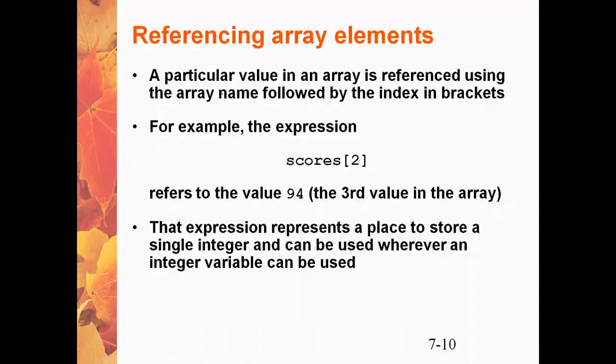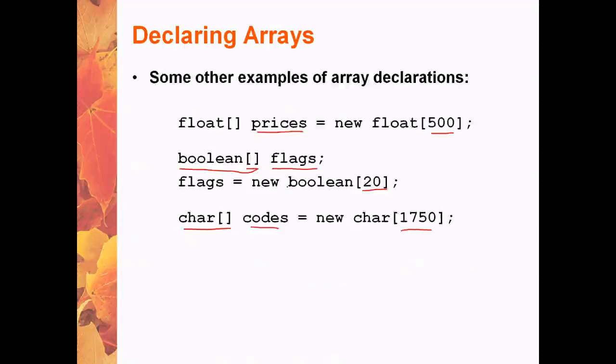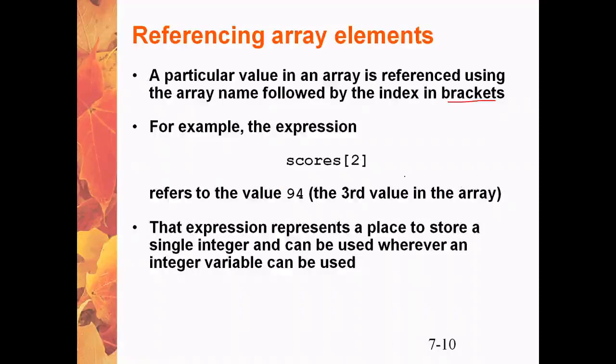A particular value in an array is referenced using the array name followed by the index in brackets. So to refer to an element in an array, we use the index values of the array. Say I want to refer to this particular value, 94. Then how can I refer to the value 94? I can use the index. Look at this example here.